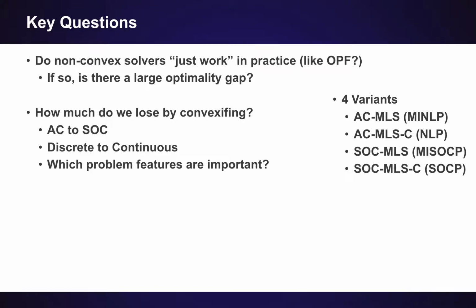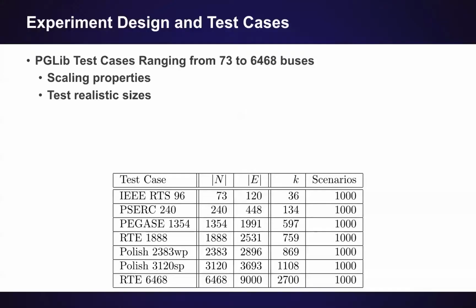The next question we want to ask is, how much do we lose by convexifying? Is the convexification from AC to second order cone the key piece we should be careful of, or is it the relaxation of the discrete variables to continuous variables? And in particular, which problem features are important to getting a good solution to this particular problem? And then last but not least, we can revisit this question: is this AC minimal load shedding maddeningly difficult? Because we do know doing it by hand is very difficult, so maybe it'll be difficult for the solvers, or maybe it won't. So this brings us to a detailed experimental evaluation of these different methods.